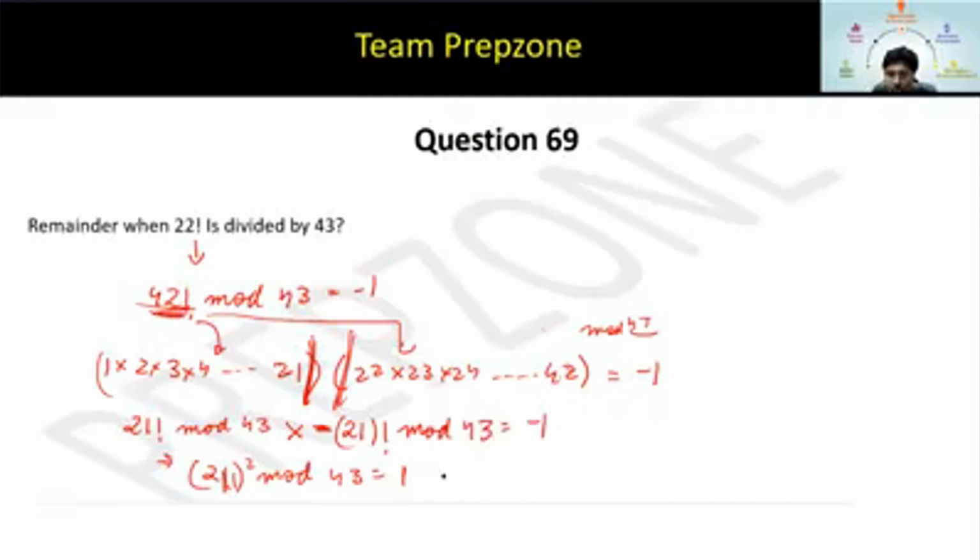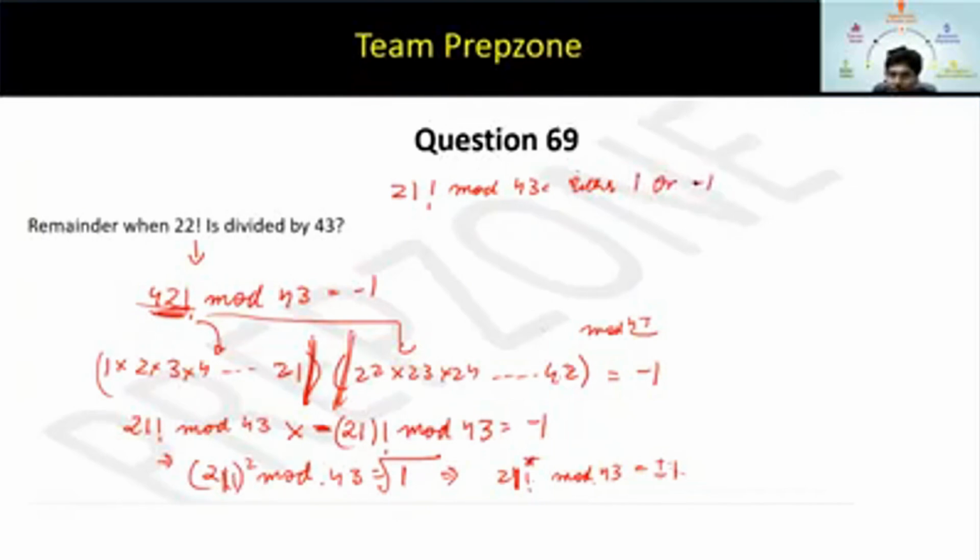Minus got cancelled. I can say 21 factorial square mod 43 equals 1, so 21 factorial mod 43 equals ±1, right, guys? Because 21 factorial square mod 43 was 1. So taking the square root on both the sides, 21 factorial mod 43 is ±1. So 21 factorial mod 43 can be either 1 or -1, right?